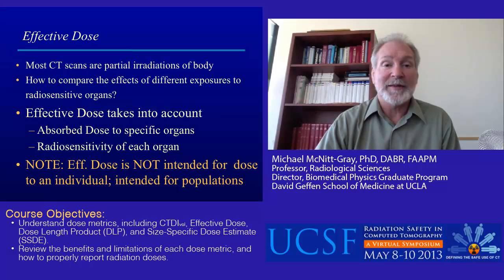Effective dose is a concept that a lot of people refer to, especially in the context of CT. Most CT scans are partial irradiations of the body. We don't irradiate the entire body. So how to compare the effects of different exposures to radiosensitive organs? Effective dose tries to take this into account by using the absorbed dose to specific organs and the radiosensitivity of each organ. Please note that the effective dose concept is not intended for dose to an individual. It is really meant as a dose for a population of individuals, not for a specific individual. So we don't encourage the use of effective dose on an individual by individual basis.